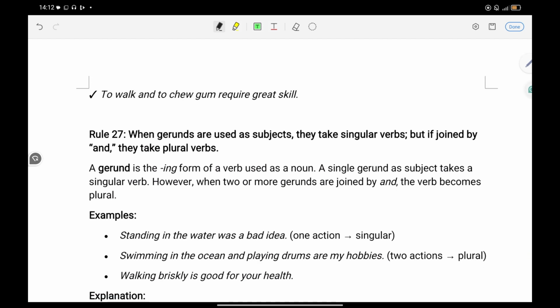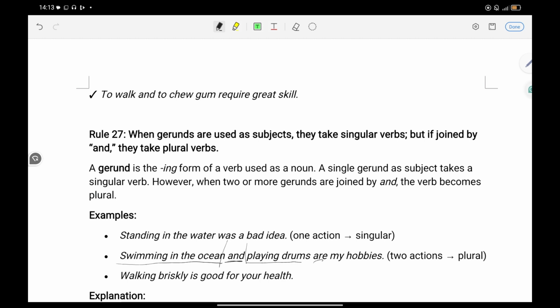Next, when gerunds are used as subjects, they take singular verbs, but if joined by and, they take plural verbs. A gerund is simply an -ing verb that functions as a noun. For instance, swimming is a progressive verb, but when it is used as a noun, it becomes a gerund. For instance, swimming in the ocean and playing drums are my hobbies. So in this case, we have swimming in the ocean, which is one subject, and playing drums, another subject. Both of them are joined by and, so it is "are".